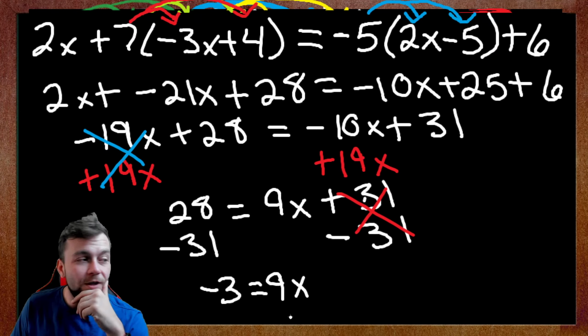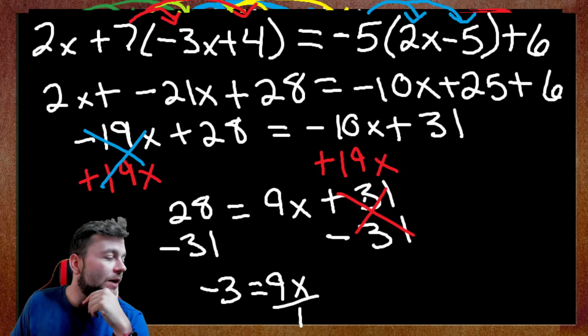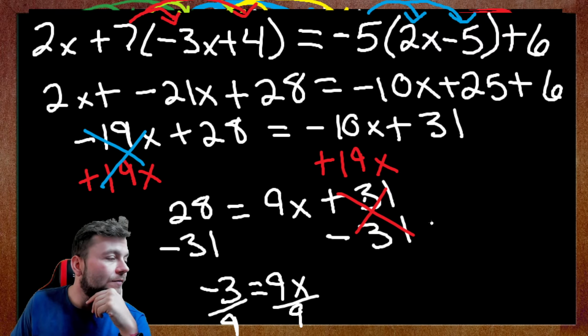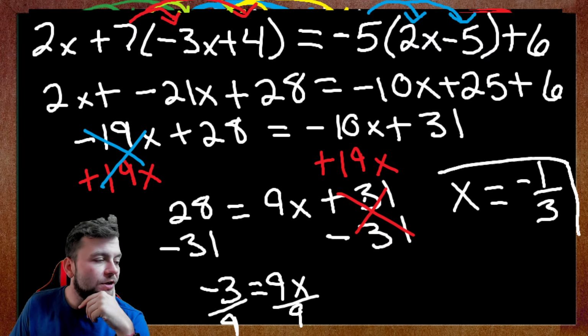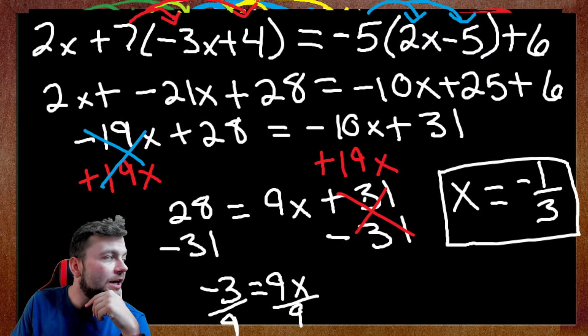Do you see what you have to do now? Divide both sides by 9. What is a negative 3 divided by 9? What's another way of thinking of it? X equals a negative 1/3. We're done. That's our answer.